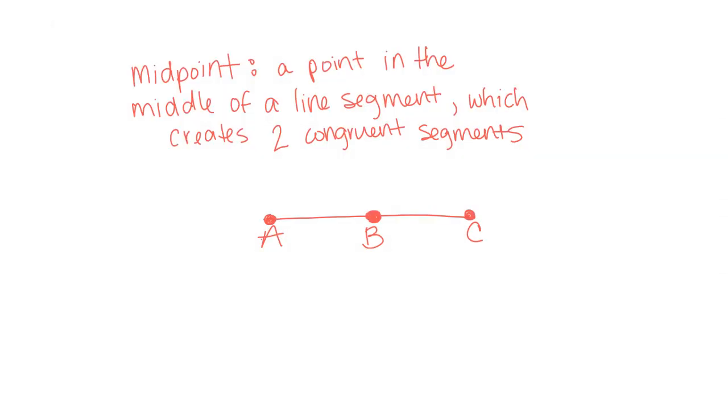So here I actually put what midpoint was in case you forgot. So it's a point in the middle of a line segment, in this case B. So because B is in the middle, then the distance from A to B is the same as the distance from B to C. So it creates two congruent segments.